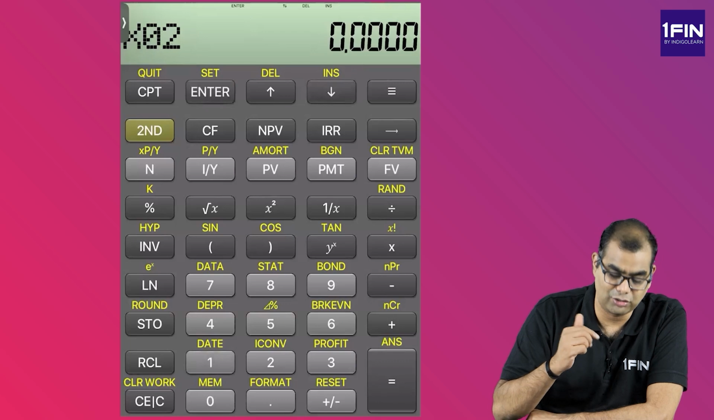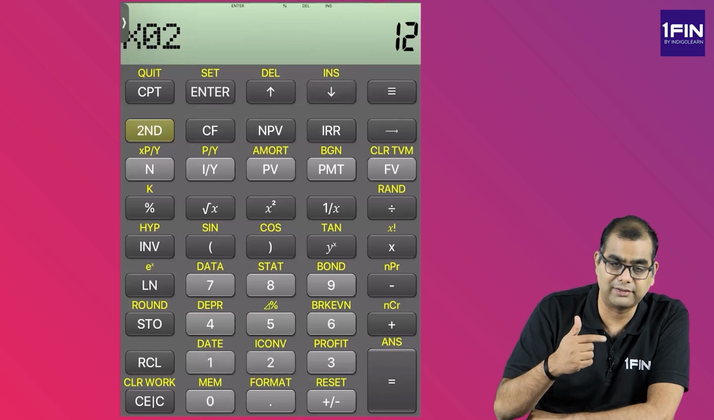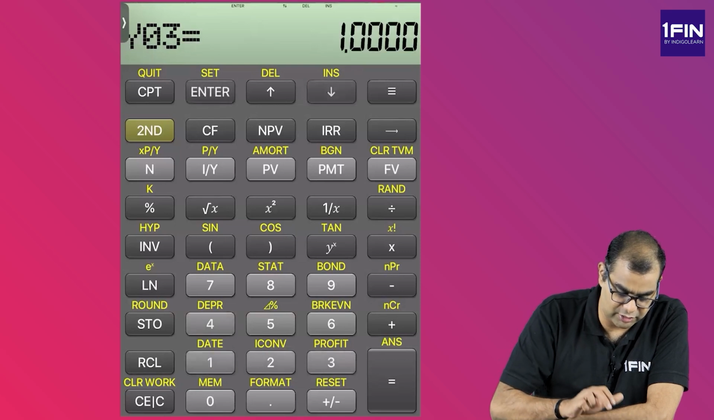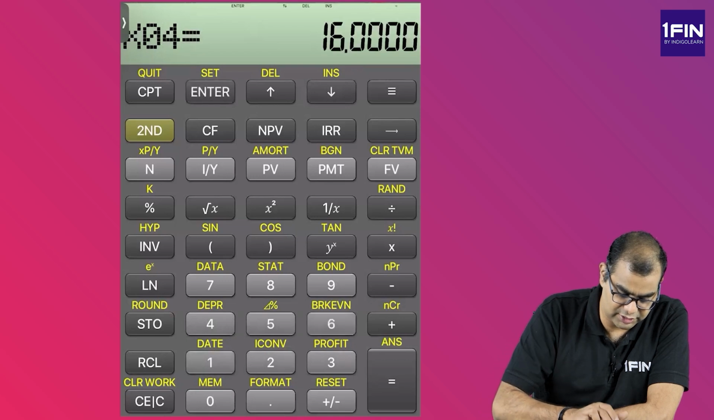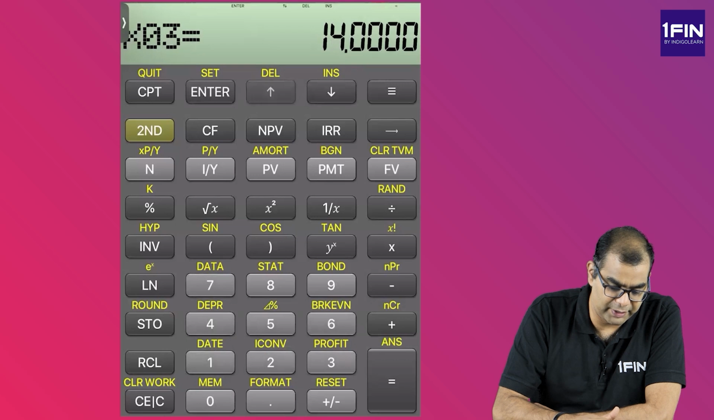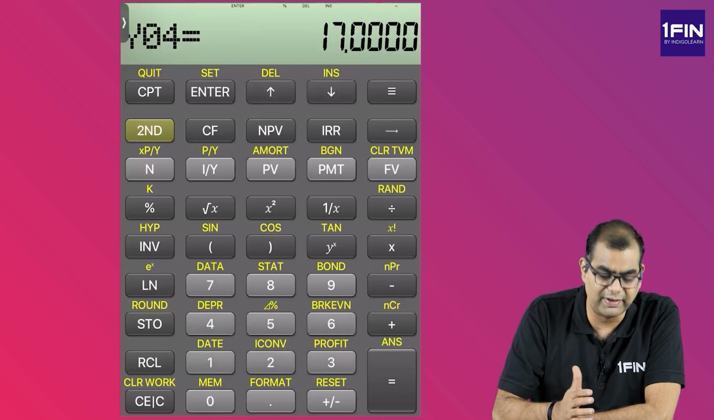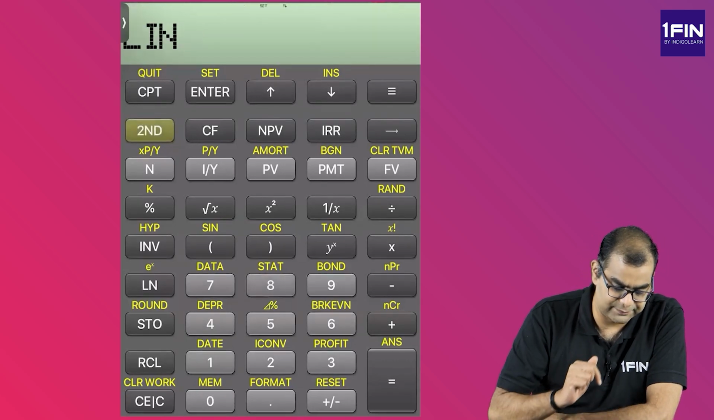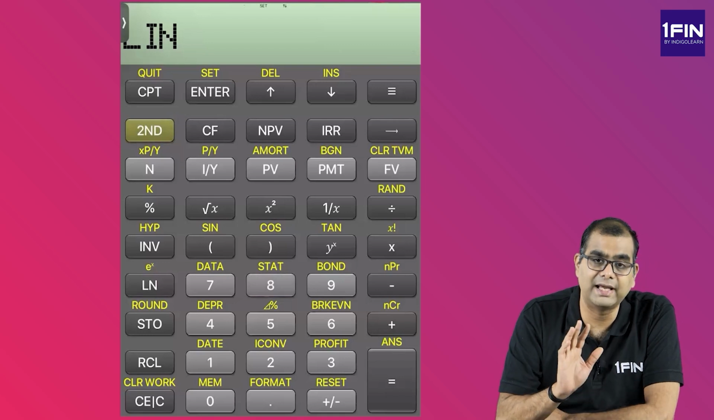Enter down arrow. Okay, then 12. Right, x02 was 12. 12, enter down arrow. 13, enter down arrow. 14, enter down arrow. 15, enter down arrow. 16, enter down arrow. 17, enter. So you can keep moving up and down to check what are the values that we have entered: 10, 11, 12, 13, 14, 15, 16, 17, right? We don't have values beyond this, right? Now you come back and press second stat, and here it shows LIN. LIN is basically linear.